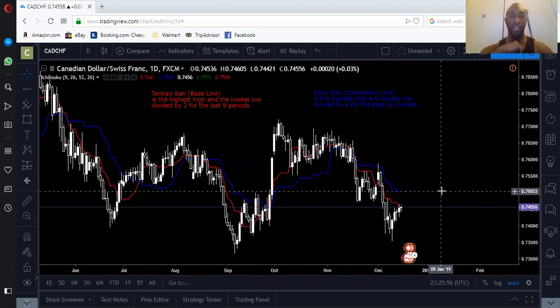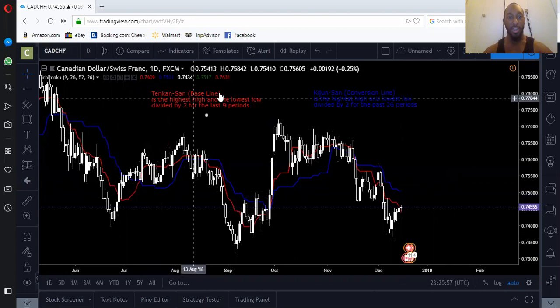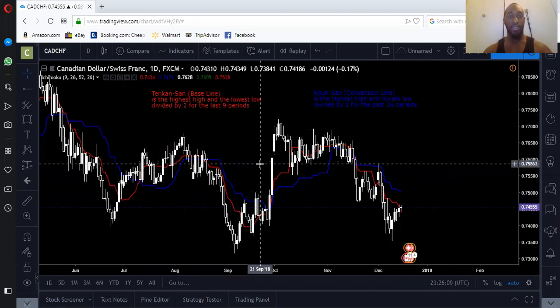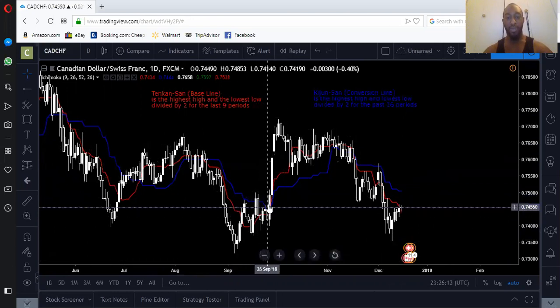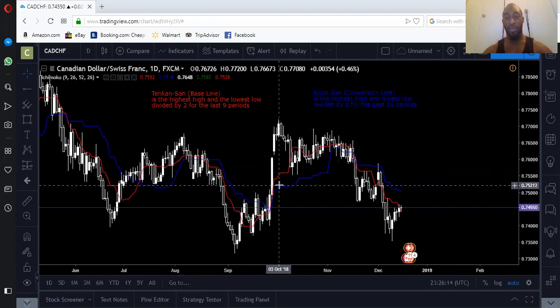So your Tenkan-sen, which is your baseline, is the highest high and the lowest low divided by 2 for the last 9 periods. This is the line that points out the direction of the trend.